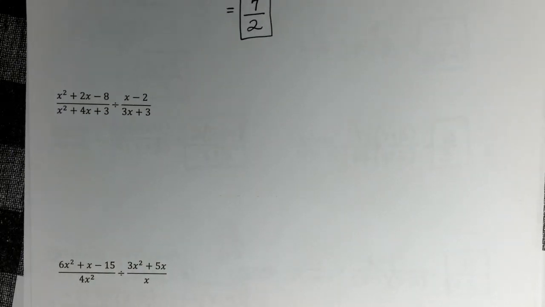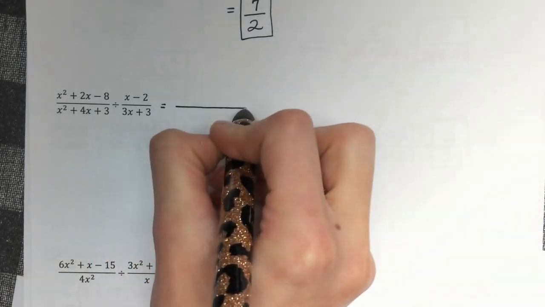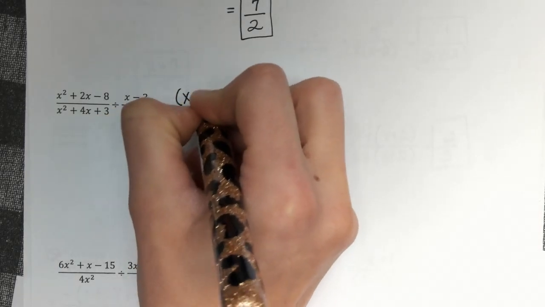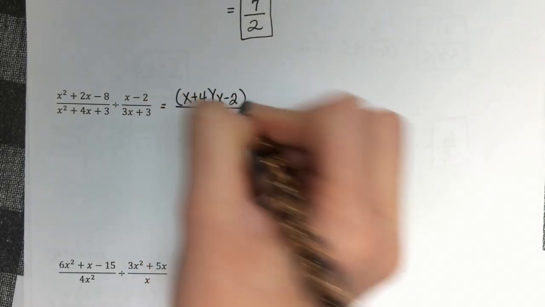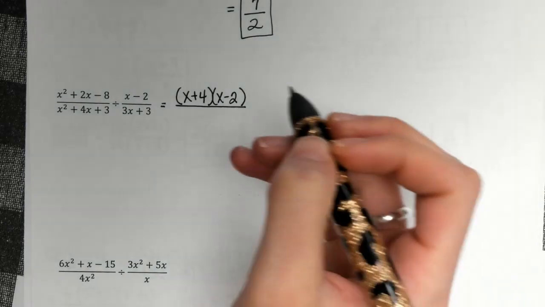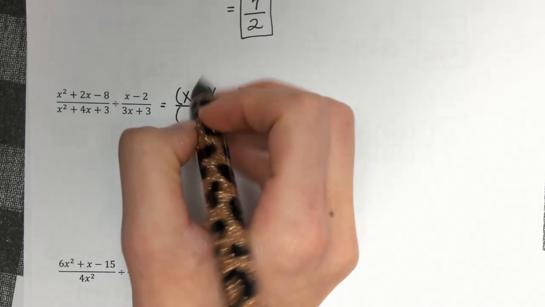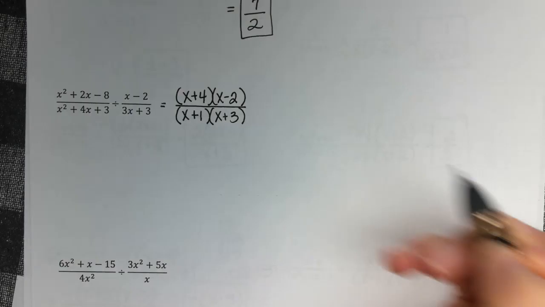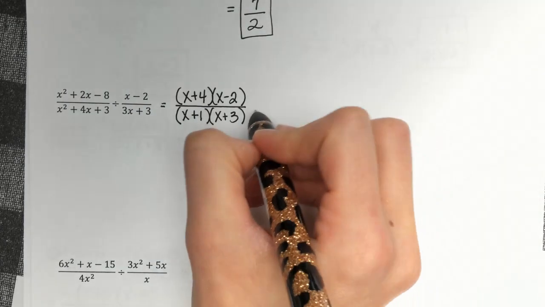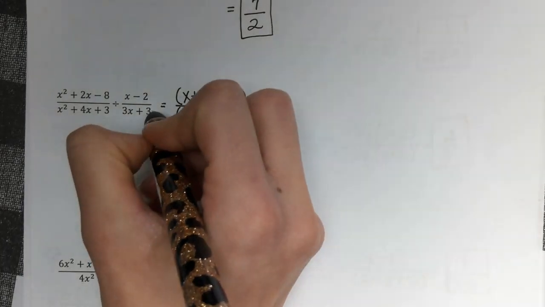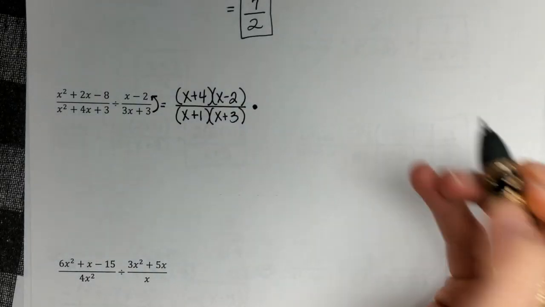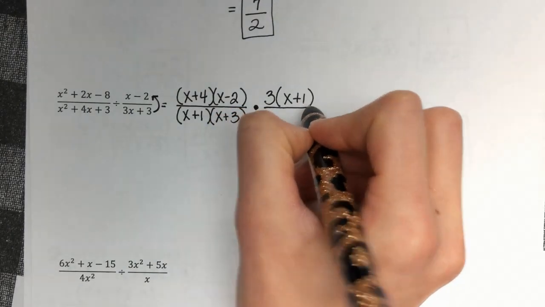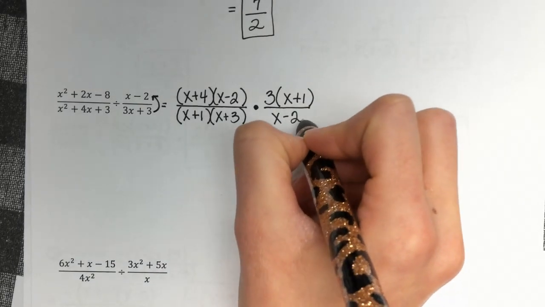X squared plus 2x minus 8, factors of 8 are 1 and 8, 2 and 4. So it's going to be x plus 4, x minus 2. Factors of 3 to give me 4: x plus 1, x plus 3. Then I'm going to change the division to multiplication, and I'm going to flip my second fraction. So 3x plus 3, I can take out a 3, and that leaves me with x plus 1. And then x minus 2 goes on the bottom.